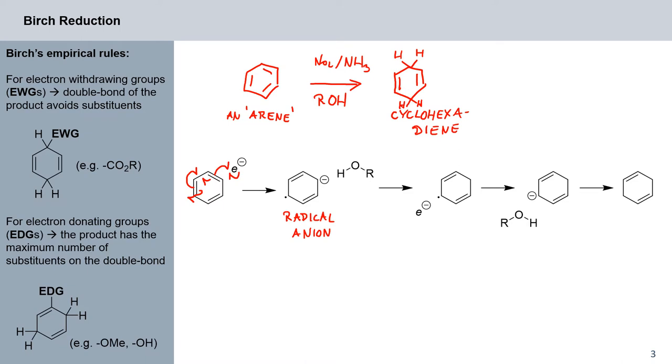This is now followed by an ionic process, so we're using curly arrows. This radical anion can now be protonated, snatching up a proton from the alcohol to form our cyclohexadienyl radical here.